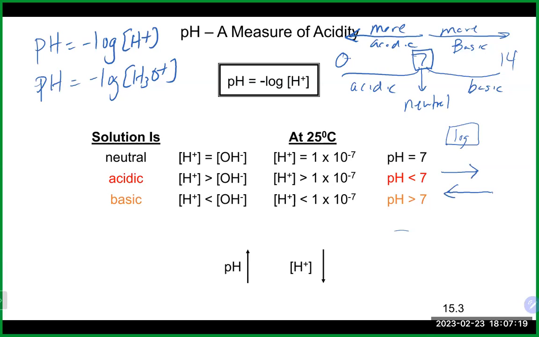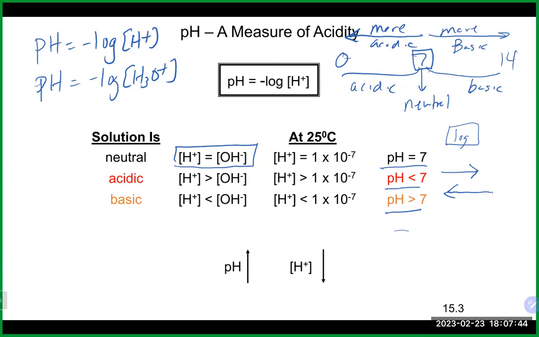So neutral here is when we just talked about the concentrations of the H plus and OH minus equal each other. And that is going to give us an H plus concentration of 1 times 10 to the minus 7, which will give us a pH of 7. If it's acidic, again, we will have a pH of less than 7. And if it's basic, we have more OH minus, so we will have a value that is greater than 7.